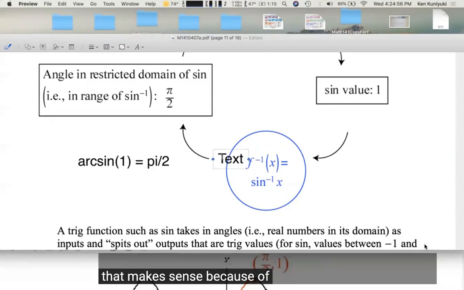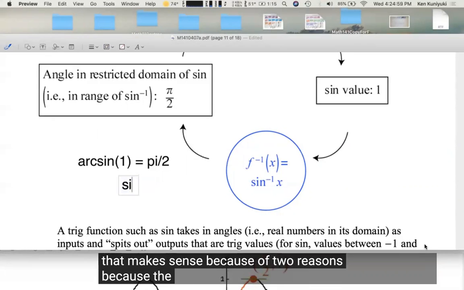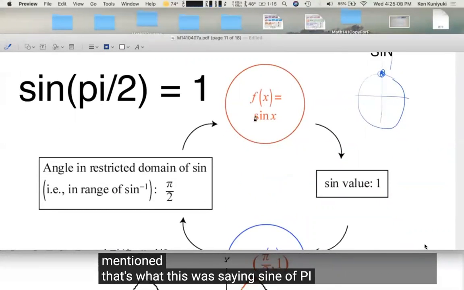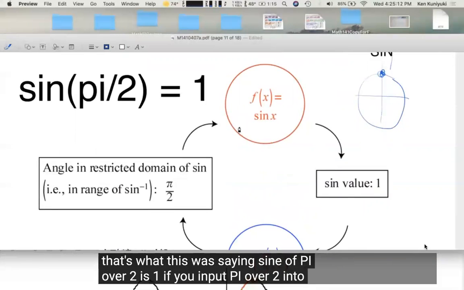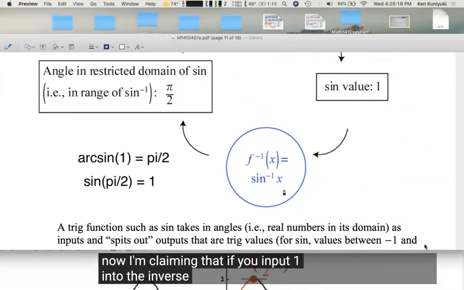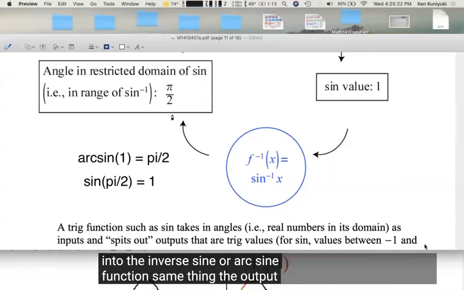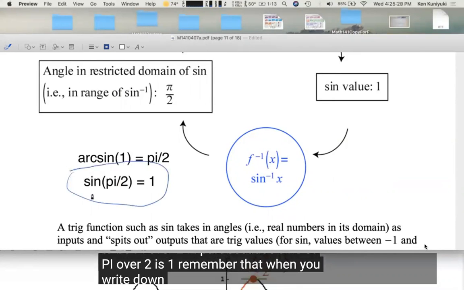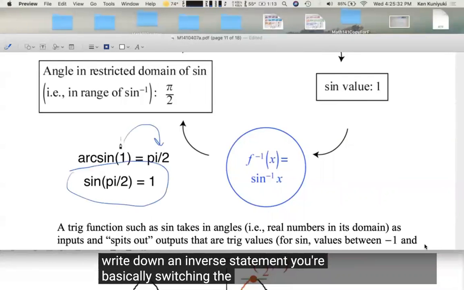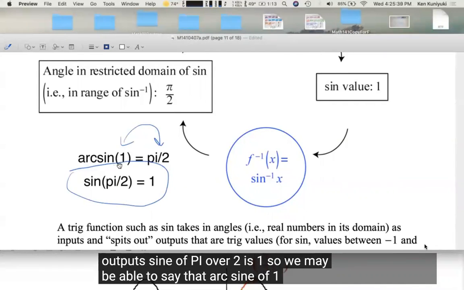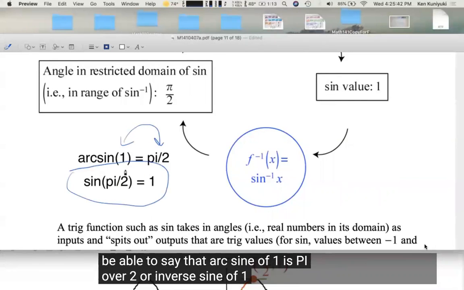And that makes sense because of 2 reasons. Because the sine of pi over 2 is 1. As we mentioned earlier, sine of pi over 2 is 1. If you input pi over 2 into the sine function, the output is 1. Now I'm claiming that if you input 1 into the inverse sine or arc sine function, the output is going to be pi over 2. In part because sine of pi over 2 is 1. Remember that when you write down an inverse statement, you're basically switching the inputs and the outputs. Sine of pi over 2 is 1. So we may be able to say that arc sine of 1 is pi over 2, or inverse sine of 1 is pi over 2.